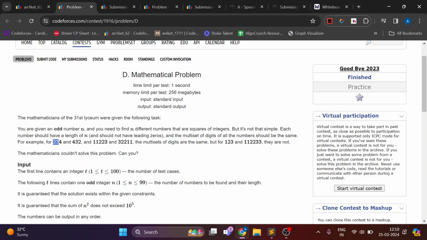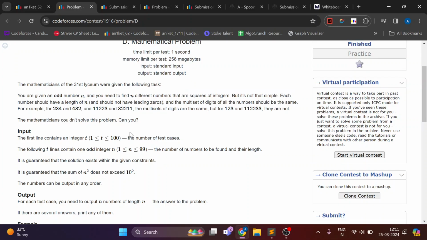So basically, when you put all these digits in a multiset, both the multisets should be equal. Similarly, 11223 and 32211. For each digit from 0 to 9, the number of occurrences of each digit should be equal in both numerical representations. Here, in 232, 234 and 432, the occurrence of 2 is 1 on both sides, 3 is 1, similarly 1, and 4 is also 1 on both sides.